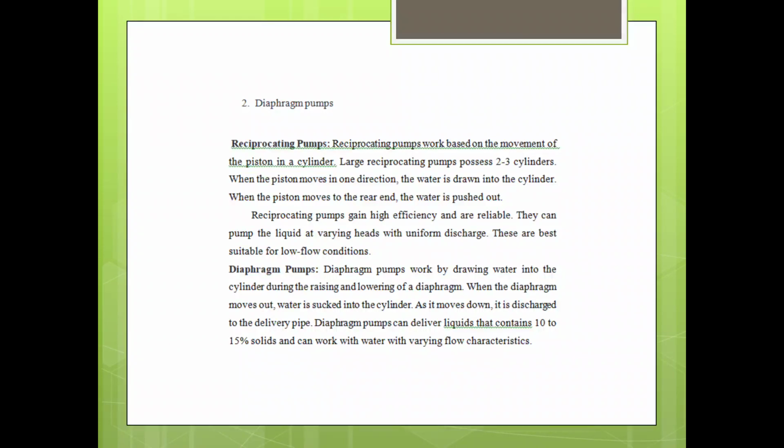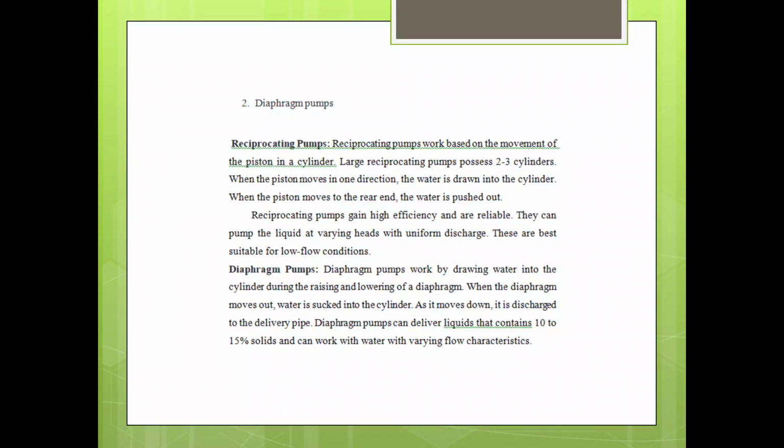Diaphragm pumps work by drawing water into the cylinder during the raising and lowering of the diaphragm. When the diaphragm moves out, water is sucked into the cylinder, and as it moves down it is discharged to the delivery pipe.